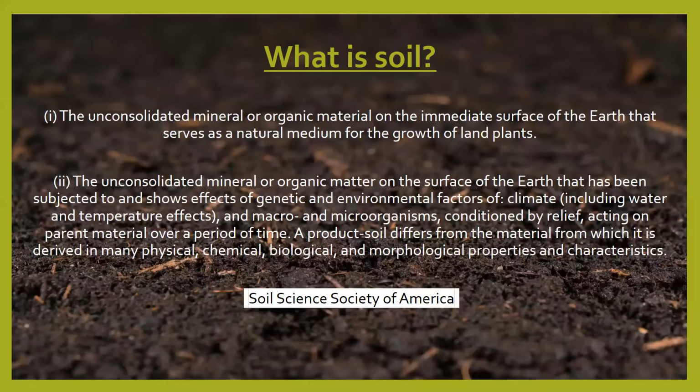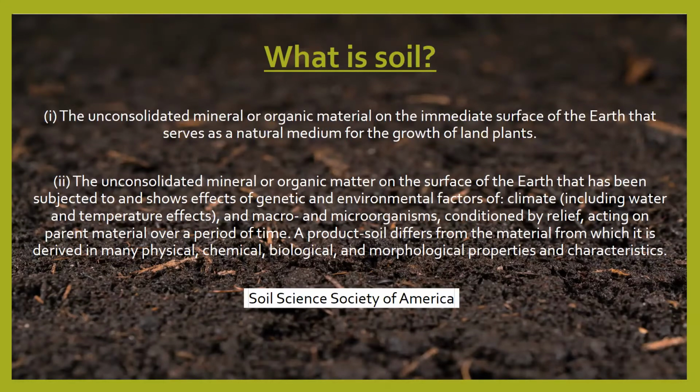So first and foremost, what is soil? Well, according to the Soil Science Society of America, who have a lovely alliterative mouthful of a name, soil is broken up into two definitions. And I really enjoy this because it defines a couple of things that make soil unique. The first definition is that soil is simply the unconsolidated mineral or organic material on the immediate surface of the earth that serves as a natural medium for the growth of land plants. This is a fairly basic definition. Soil is a mix of different sized particles, which is what unconsolidated means, and it's composed of minerals and organics, and plants grow in it.